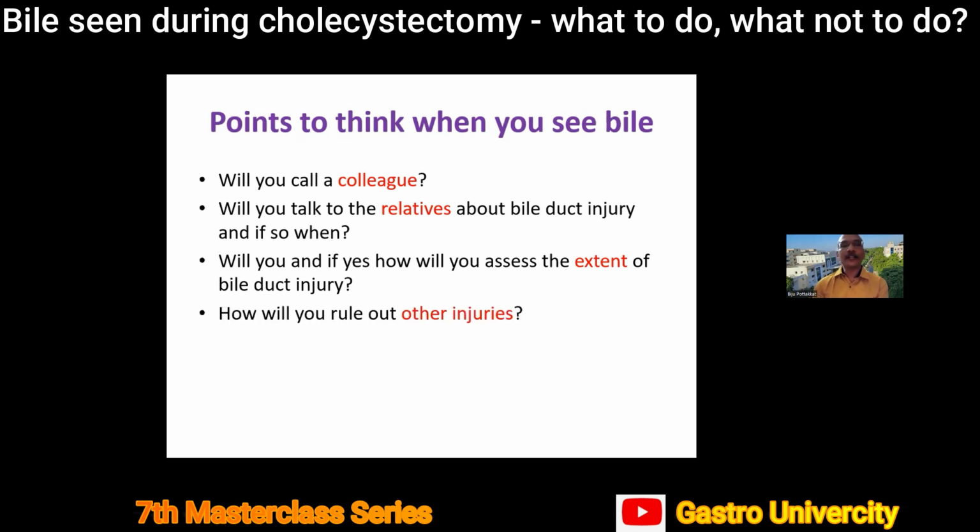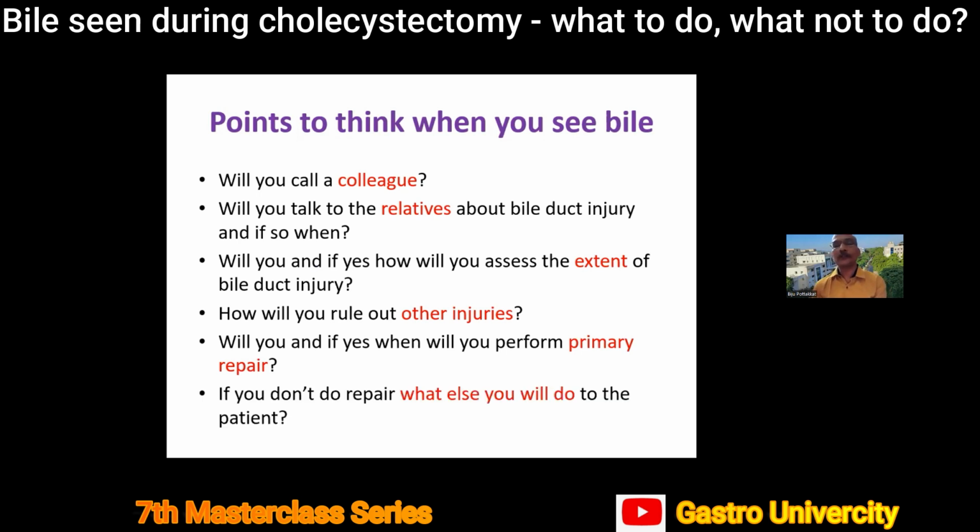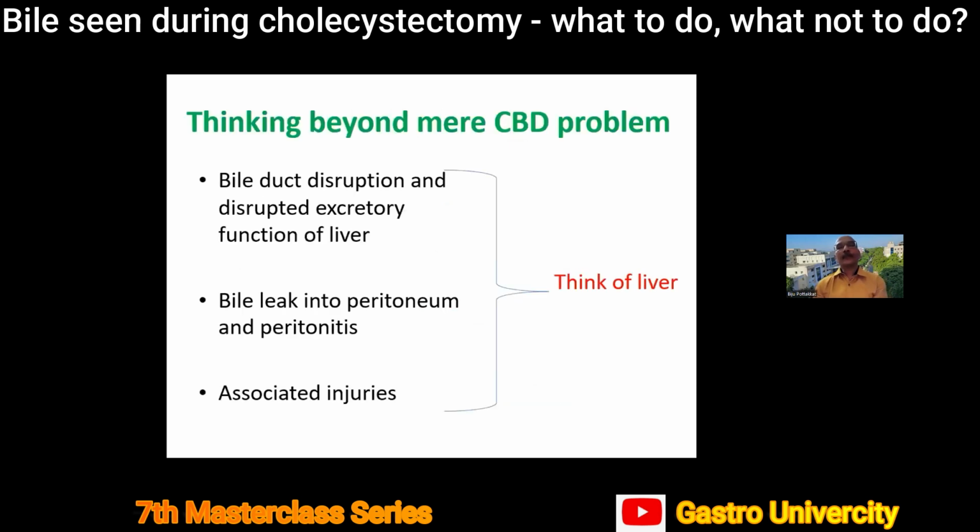If you see bile on the table, how will you rule out other injuries with reasonable certainty? Will you perform a primary repair, and if yes, when? Are you okay to do it? And what else will you do if you don't do a primary repair? So the moment you see bile on your screen in laparoscopy or intraoperatively, these are the points you have to think about. Take a break for 5 minutes, think it through, and be ready with the answers for all this. That is one of the first thought processes, a philosophical thought you have to keep in mind when you see bile on the table.